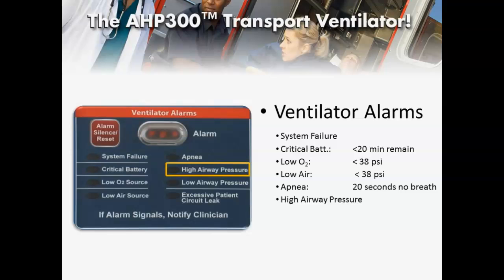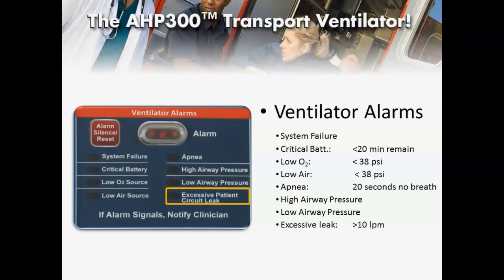High airway pressure alarm. This alarm will signal whenever the delivered airway pressure exceeds the high airway pressure alarm setting. Low airway pressure alarm. This alarm will signal whenever the delivered airway pressure does not reach the low airway pressure alarm setting for 15 seconds.